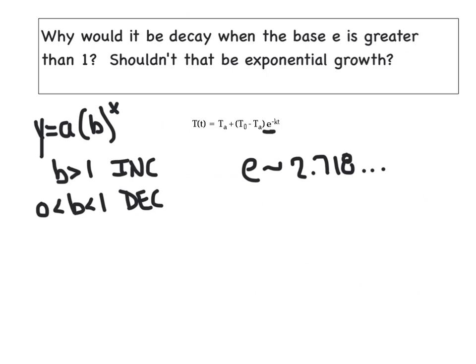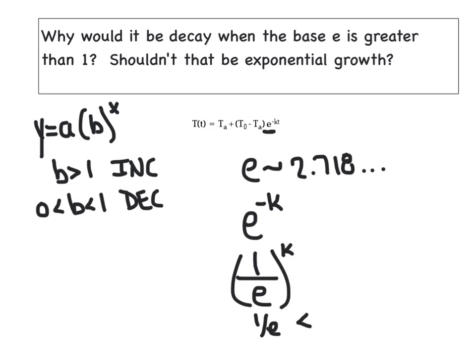But what's really happening is this E is being raised to the negative K, which is equivalent to 1 divided by E raised to the K power. So really what we're saying is your base here is 1 divided by E, which is clearly less than 1, which is the real ultimate reason why it's decaying as opposed to growing.